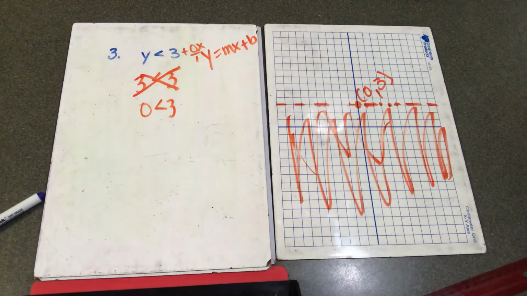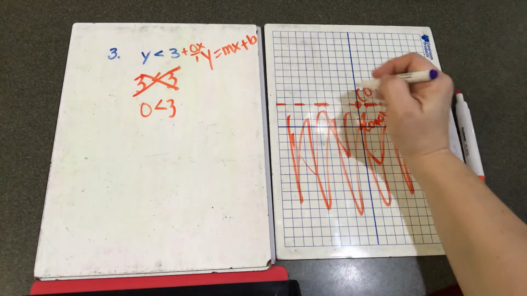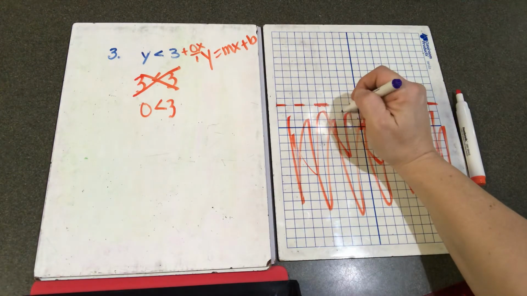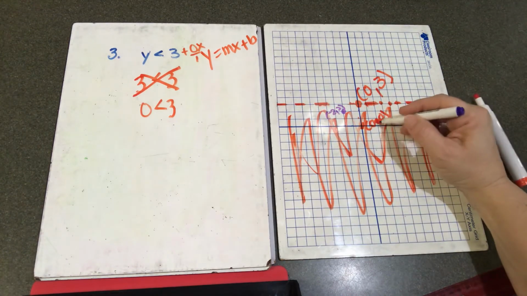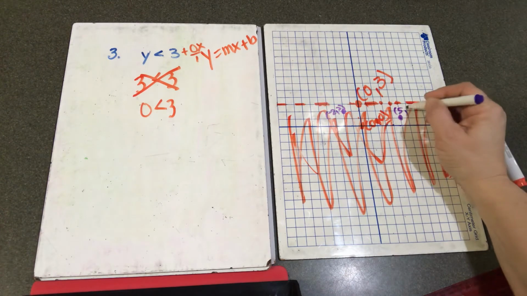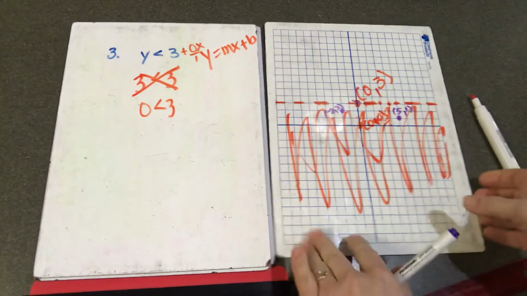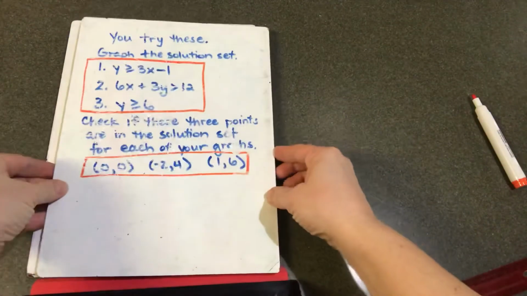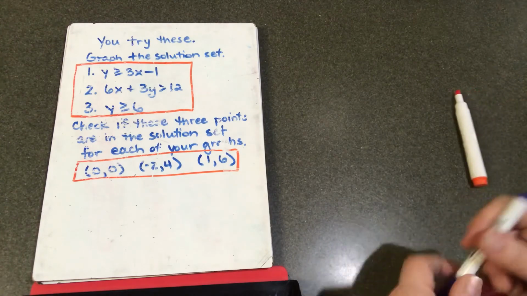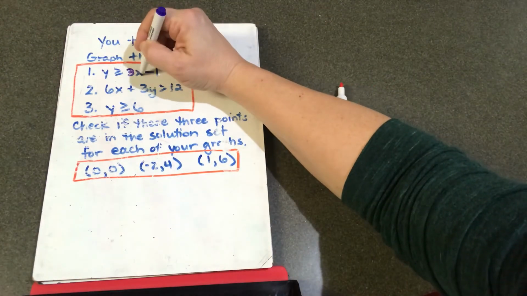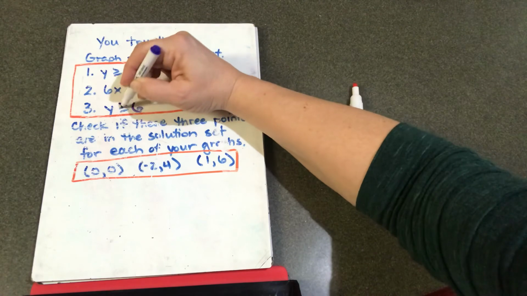Okay, so when you're talking about a solution set, we could say 0, 0 is a solution. We could say negative 2, 2 is a solution. We could say 5, 1 is a solution. But we can't say 0, 3 is a solution, and we can't say anything above there. All right, so these are the ones that you need to try. I kind of got scratched out there. Hope you can read that. So pause the video and write those down and you try them, and I'll give you an answer key later. Good luck.